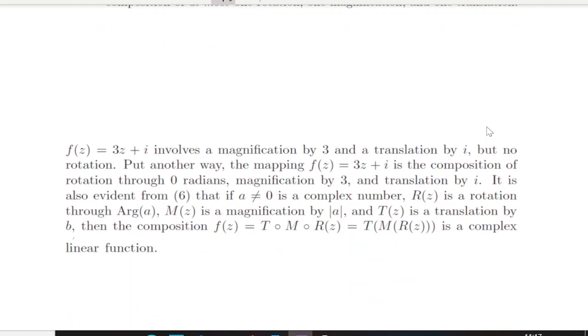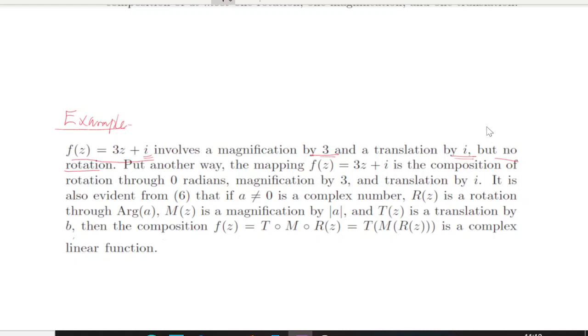Now for example, we can have this map. As an example, we consider f of z equal to 3z plus i. Now 3z plus i involves magnification by 3. Am I right? 3z is coming and translation by i, right? But no rotation. See, here no rotation is coming. No problem. If we are having a complex linear function, we can have a composition of translation, magnification and rotation. If anyone is missing also, no problem.